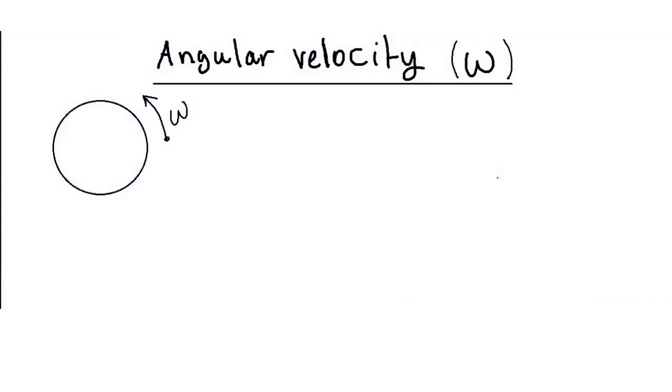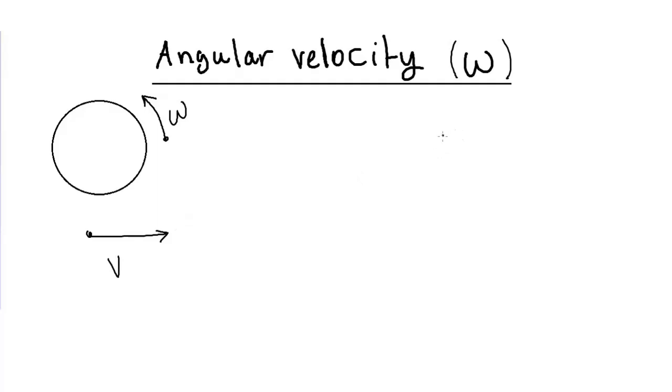Hi everyone, in this video we are going to talk about angular velocity, or omega. This is not W, it's an omega. Omega is a Greek letter. We use it to represent the angular velocity. Angular velocity tells you how fast an object is spinning on a circle, whereas linear velocity tells you how fast an object is moving forward.